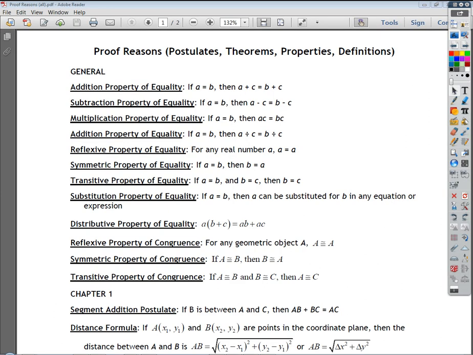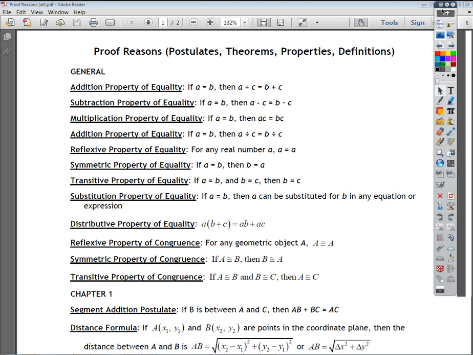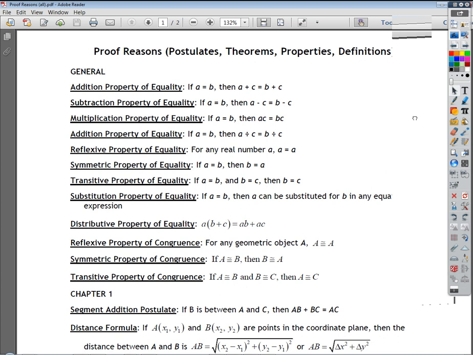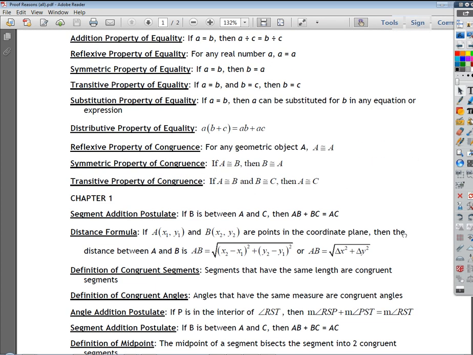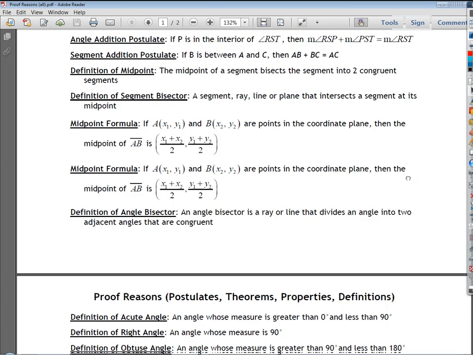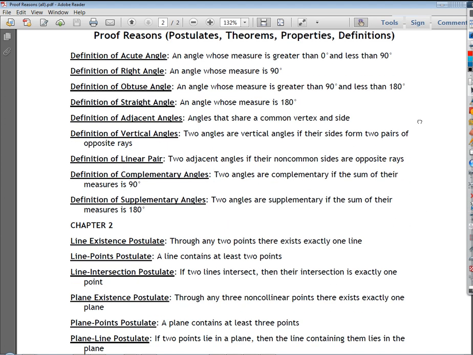So here's the list. Oops. Here's the list. Okay, so if we, where's the edge of the list? There we go. So if we go down to this page down here, where we talk about linear pairs.